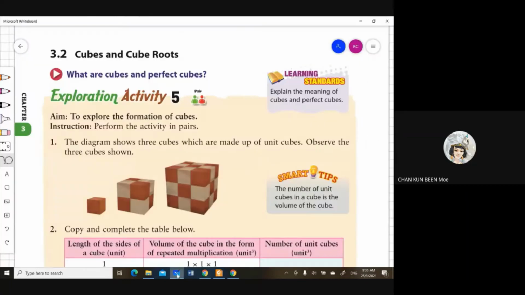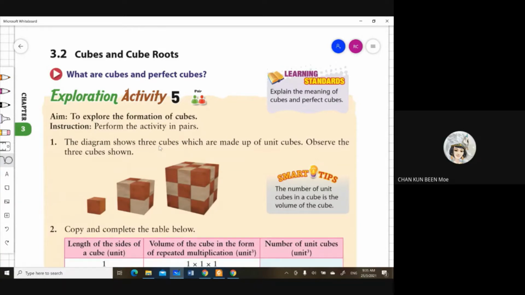Today I'm going to continue with cubes and cube roots. Hopefully you still remember what you learned last week. In the last lesson you were learning all about squares and square roots, whereby you learned how to estimate and also how to solve problems. So cubes and cube roots are almost the same as squares and square roots, just that you have to multiply the number 3 times.